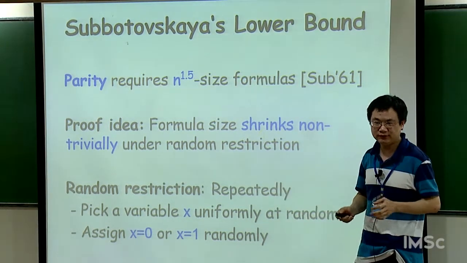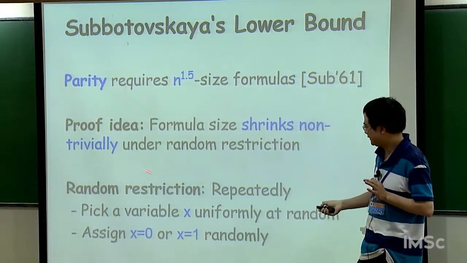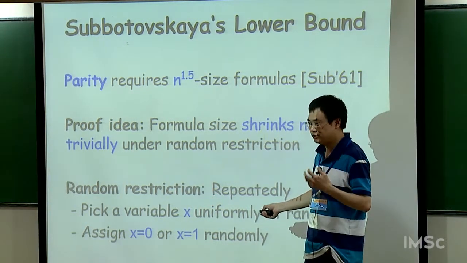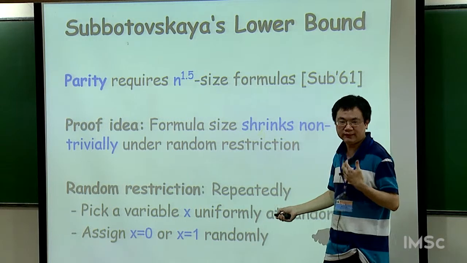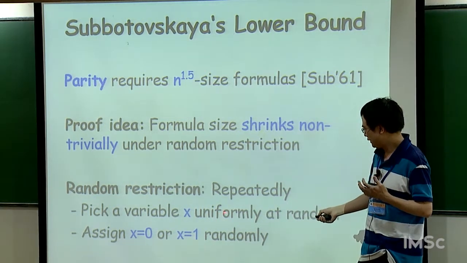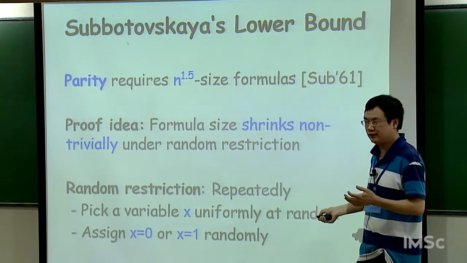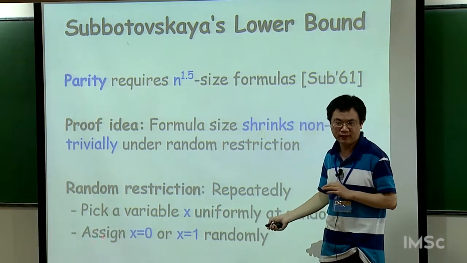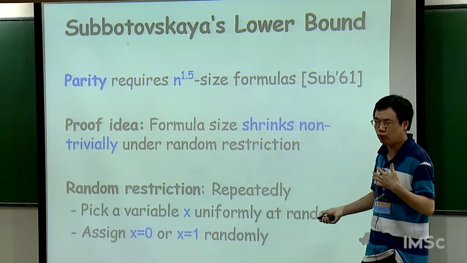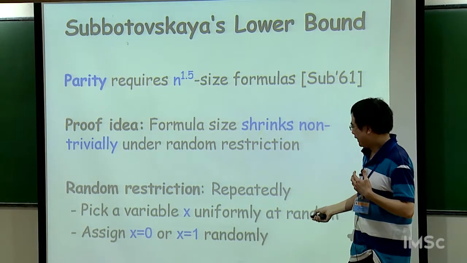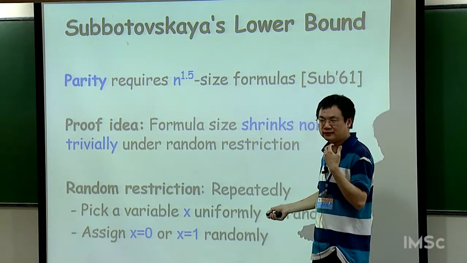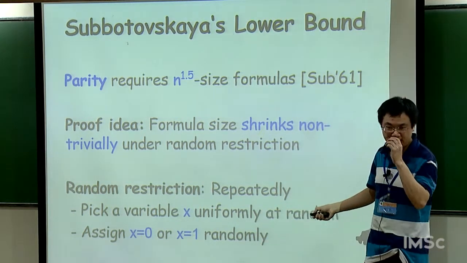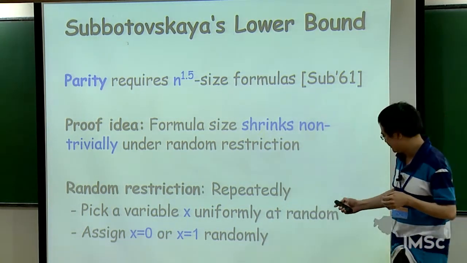There are many different ways to define random restrictions. Here, let's consider a very simple one. I want to do this restriction step by step. At each step, I pick a variable randomly, and then randomly assign that variable to be either 0 or 1. And then I do this one variable at a time. Along the process, I substitute the constants into the formula and also simplify the formula. Now let's see how the formula size reduces.